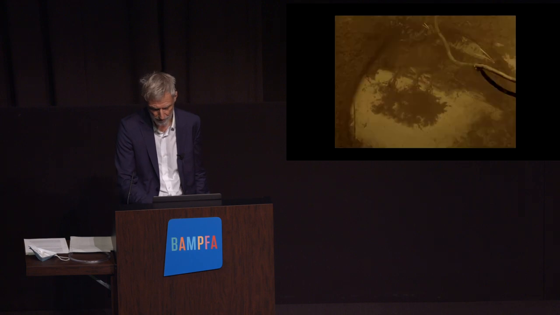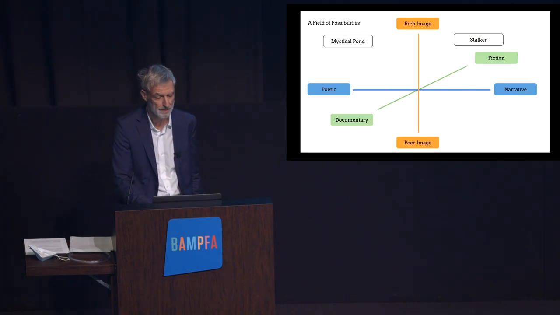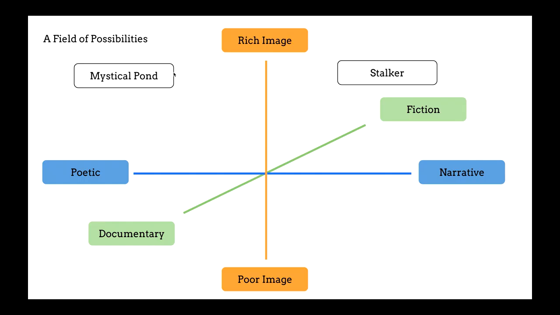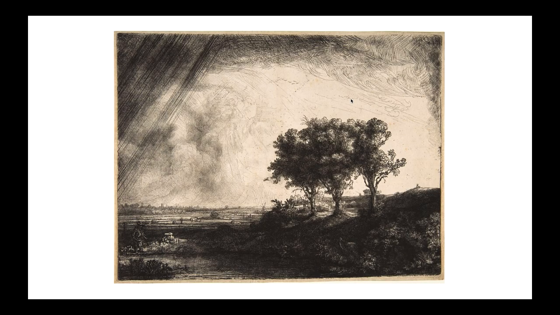So let's go to the next slide here. Indeed, the Mystical Pond inside of Andrei Tarkovsky's Stalker is a rich image and is deeply poetic, and of course it's fiction. In it, there are several elements. Did you see this one? This is an etching by Rembrandt that was thrown in the pond there. And you saw it upside down, you saw the trees.